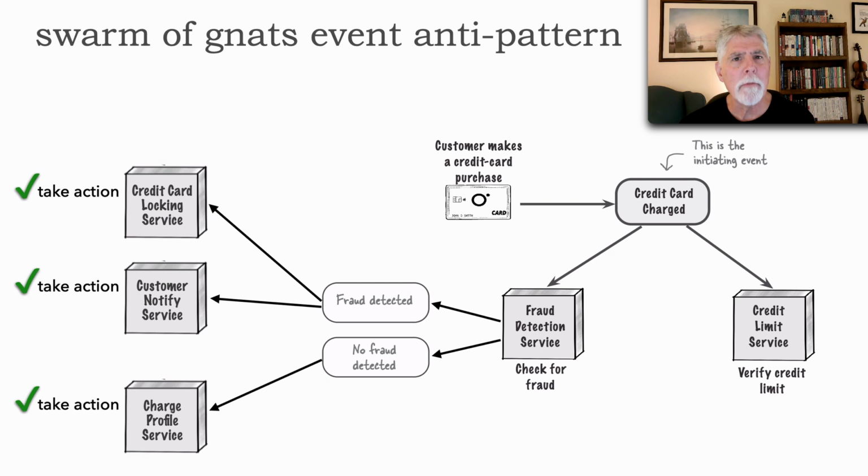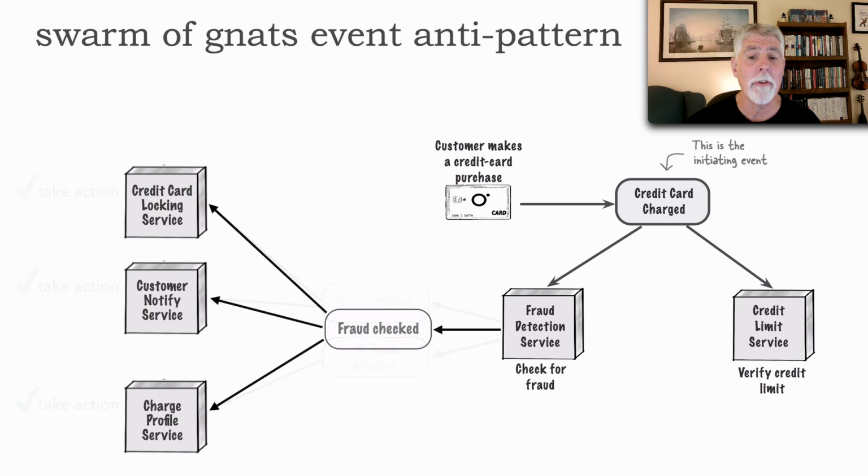Okay, let's make one change to this structure right here. Instead of two events, the fraud detection service is only going to send out a single derived event called fraud checked. So it checked the fraud, and the payload tells the information about that verification check, whether it was deemed fraudulent or whether it wasn't.